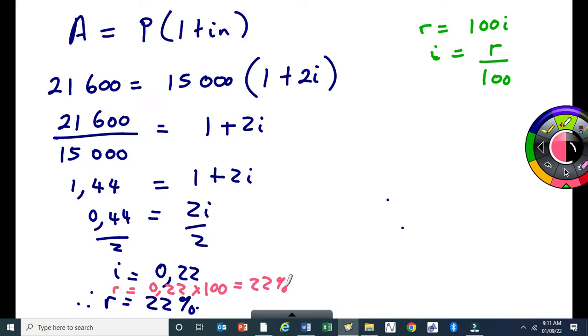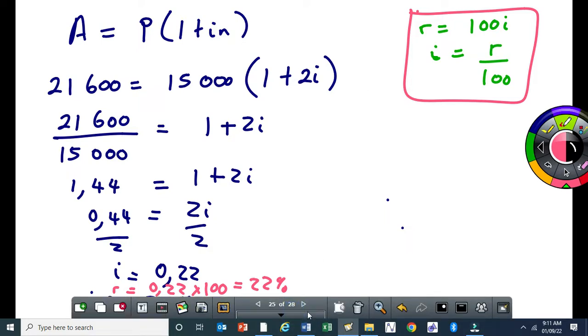Remember what I wrote here. It's important for you to understand that in grade 10, because finance, you do it in grade 11, you also do it in matric. So you need to understand what's going on. Any questions? Let's move on to the next question.